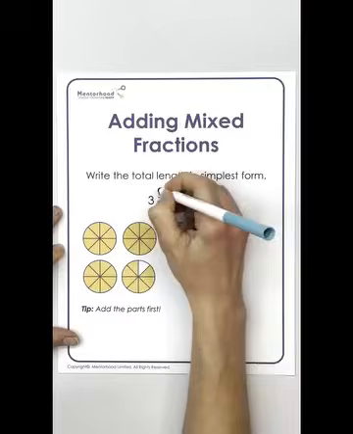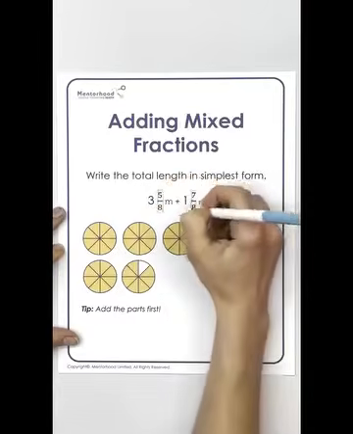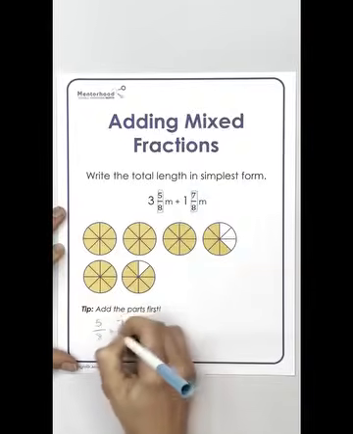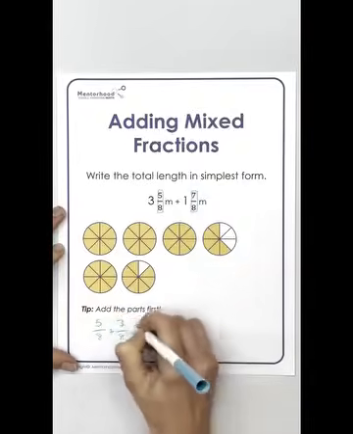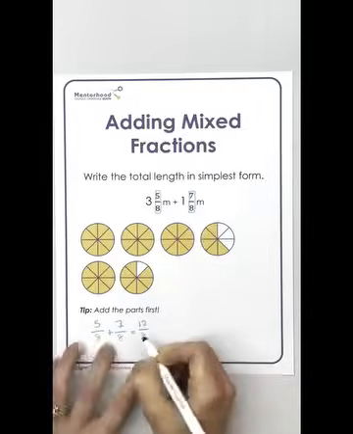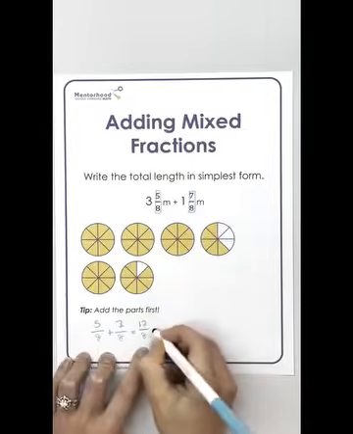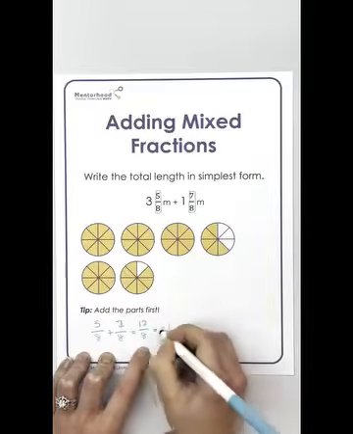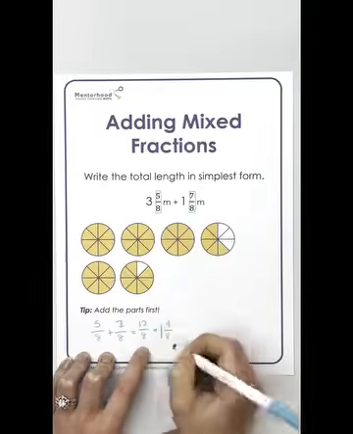So we want to do our parts. So 5 eighths plus 7 eighths. 5 plus 7 is 12, so this is 12 eighths. Now, let's take this and put it in simplest form. So let's extract out the wholes. How many whole groups of 8 are there in 12 eighths? Well, there's 1. And then there's going to be 4 eighths left over.